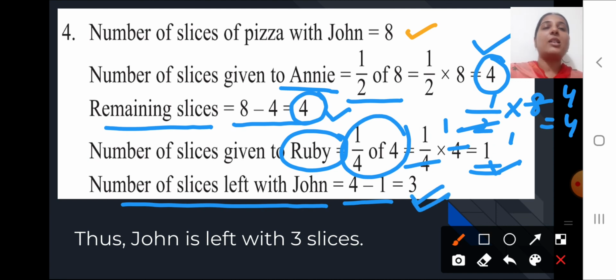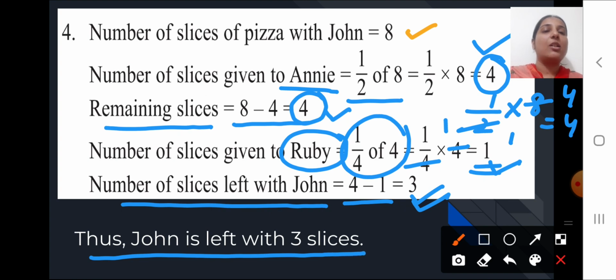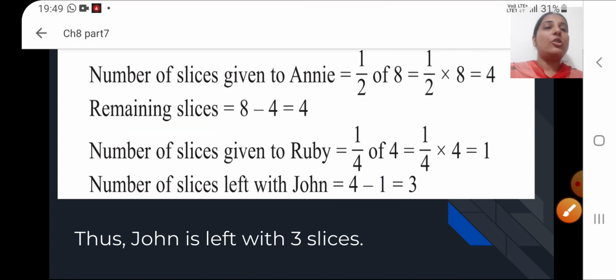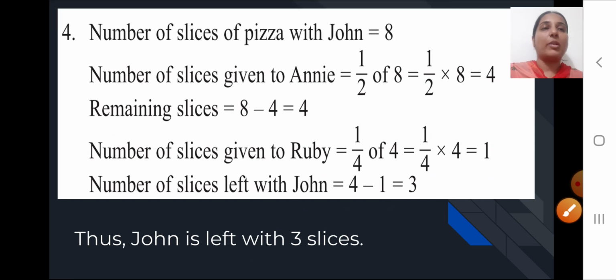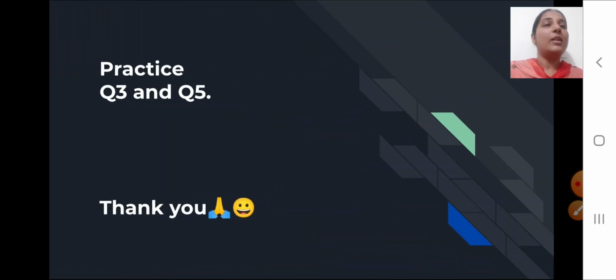So now the final answer we will write in the form of a statement, which is like: thus John is left with 3 slices. So this is our final answer, which we will write in the form of a statement. Okay children. So in this way you will solve the given word problems. So it is very easy children. You have to read the question carefully. You have to find out what information is been given, what you have to find out, which operation to be used, and how you have to solve the answer, and the final answer to be written in the form of a statement.